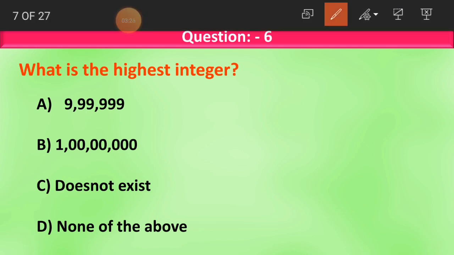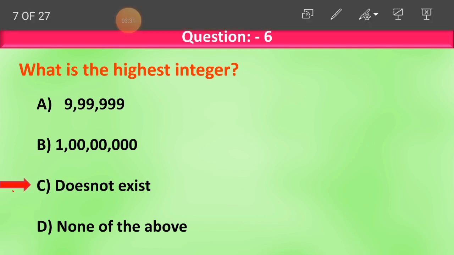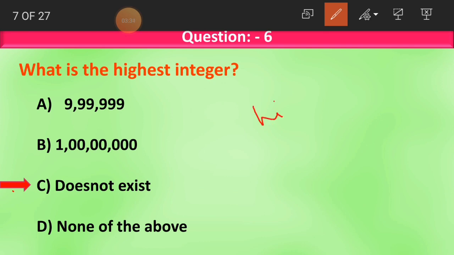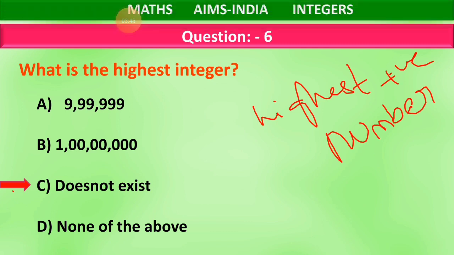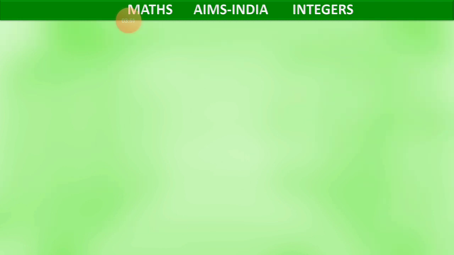What do we know about highest integer? We know that the highest integer does not exist, because we do not know the highest positive number that exists. We do not know the highest positive number. So we do not know the highest integer that exists. In the same way, we do not know the smallest integer as well.